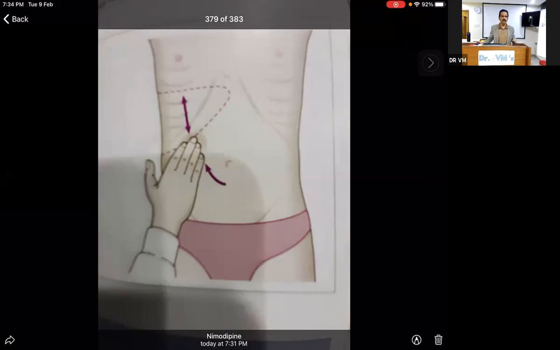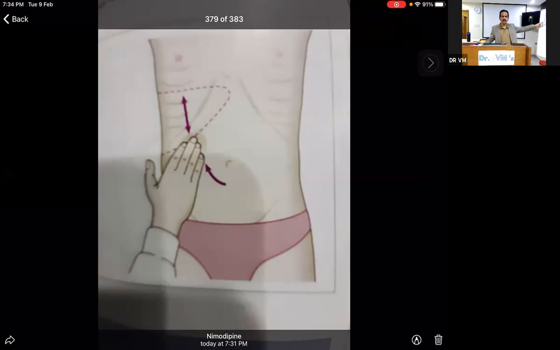So this is the method of palpation. And as you go on palpating, ask the patient to take a breath, because when you're breathing, the liver moves down with the diaphragm, you'll be able to feel the lower border of the liver. If you're not able to feel the lower border, that means liver is not enlarged.